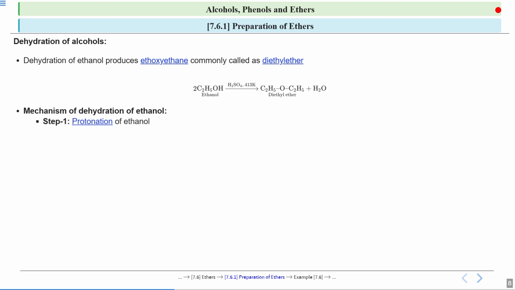Now what happens in this reaction? As I told, this reaction occurs by SN2 mechanism. And in this reaction, there is a nucleophilic attack, so it is a bimolecular substitution reaction. In step 1, it is protonation of ethanol. Because if we want a nucleophile to attack, then there should be a positive charge, because a nucleophile loves positive charge. So for the nucleophile to attack, we have to protonate our alcohol, which is ethanol over here.